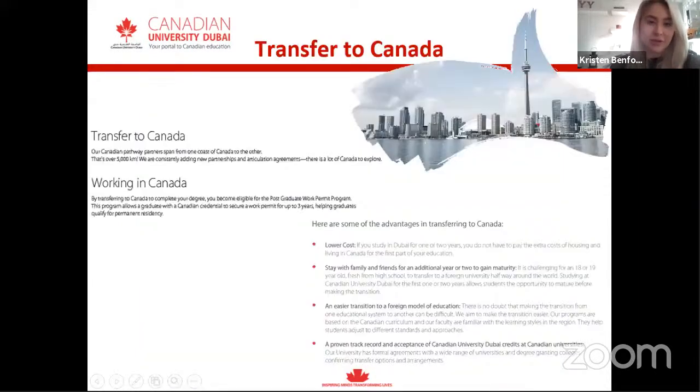And of course, for students who do transfer to Canada, the Canadian government offers you the opportunity to work while you study. You can work up to 20 hours per week, and afterwards, when you graduate, you can apply for a PR card for, I believe, up to 3 years.